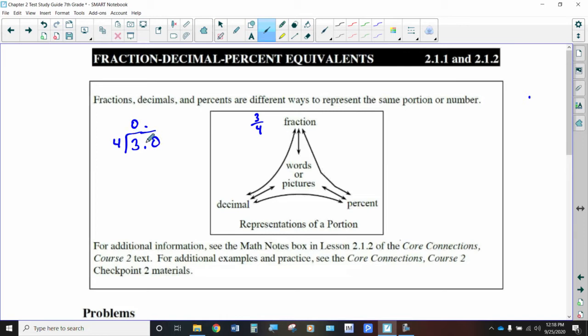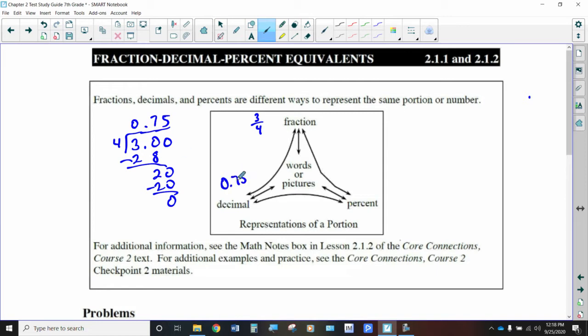So 4 goes into 30 7 times, and 7 times 4 is 28, which leaves you with 2 left over, and 4 goes into 2. Now we got to bring down a 0, don't we? So 4 goes into 20 5 times. So this is where it terminates. So the decimal equivalent would be 75 hundredths.